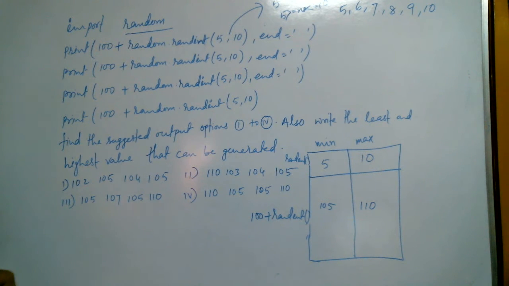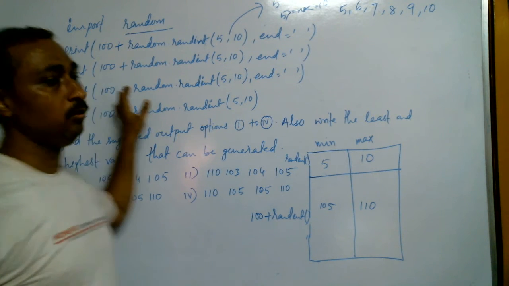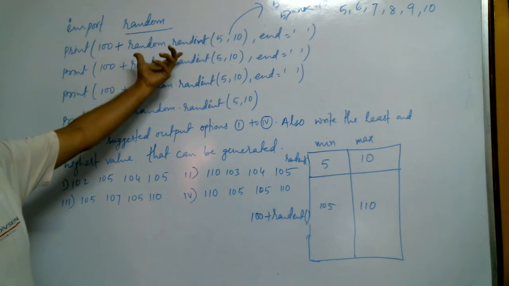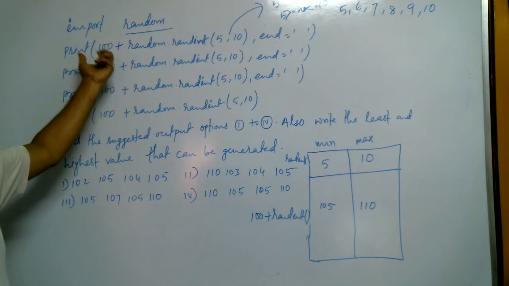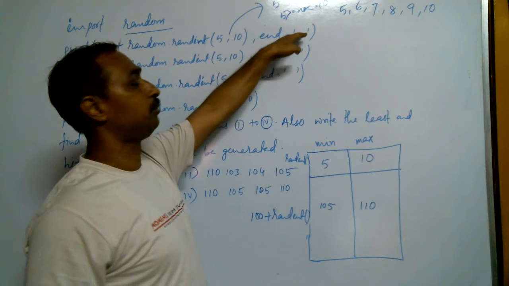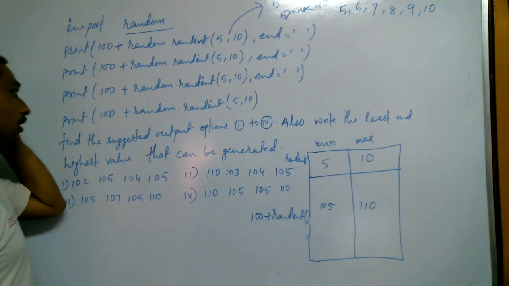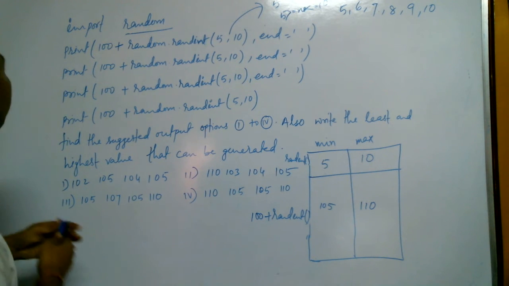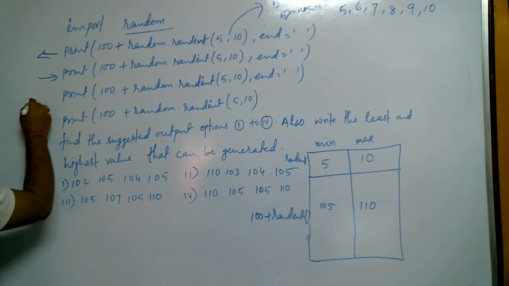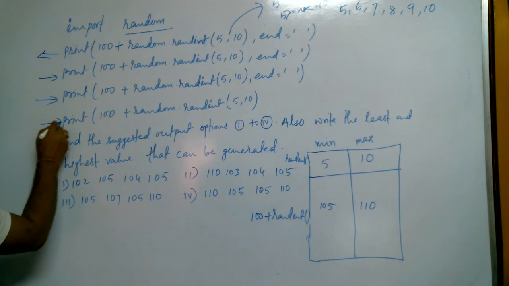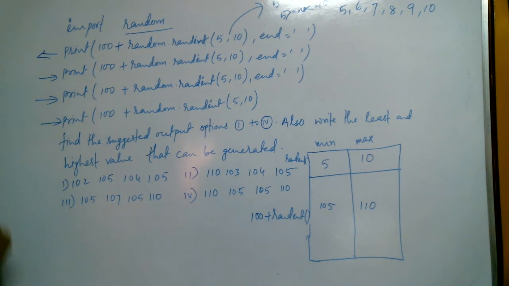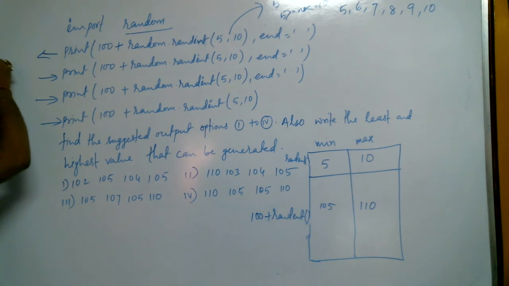Now the print statement is printing the value returned by this function. Whatever value the print statement gets, it will print, and after that it will put a space. So we will get 4 outputs from 4 functions: one output from this one, one from this one, one from this one, and one from this one. And the overall output can look like this.